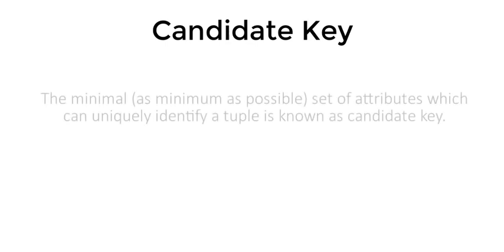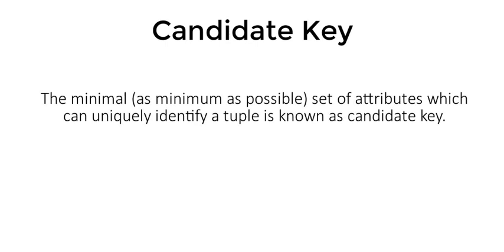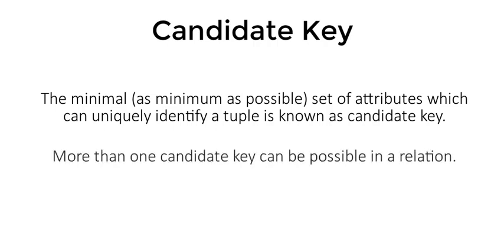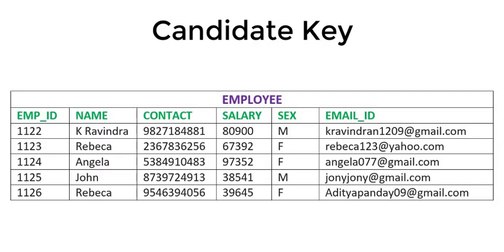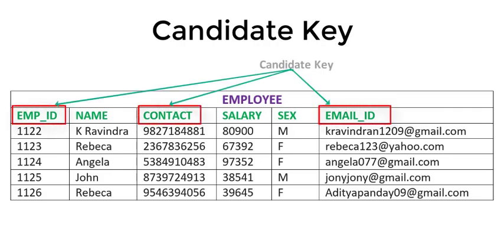Candidate key. The minimal set of attributes which can uniquely identify a tuple is known as candidate key. More than one candidate key can be possible in a relation. Here in the table employee, candidate keys are EMP-ID, contact and email ID.